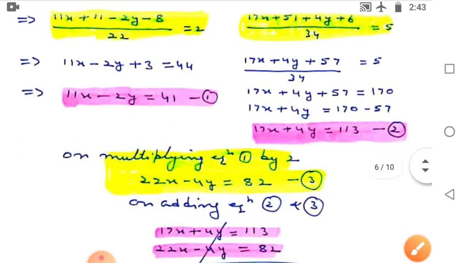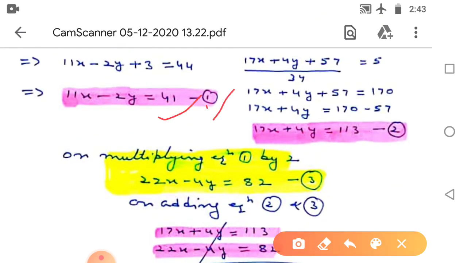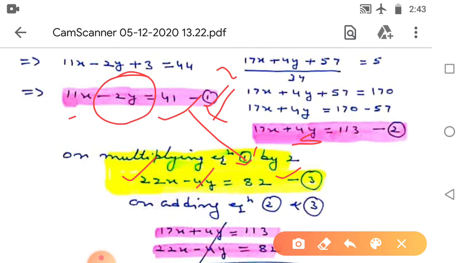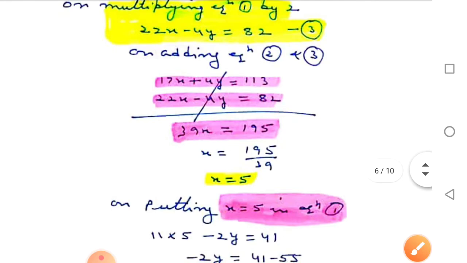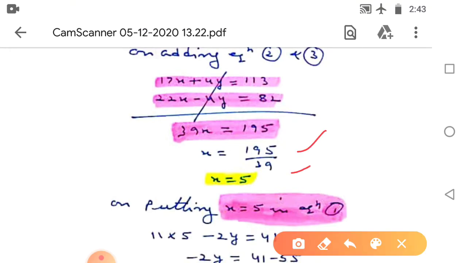Now what to do? If you multiply the first equation by 2, this becomes minus 4y, and here we have plus 4y. After multiplying equation 1 with 2, we get 22x minus 4y is equal to 82. So this is equation number 3, and this is equation number 2. On adding equations 2 and 3, 17x plus 4y is equal to 113, and 22x minus 4y is equal to 82.